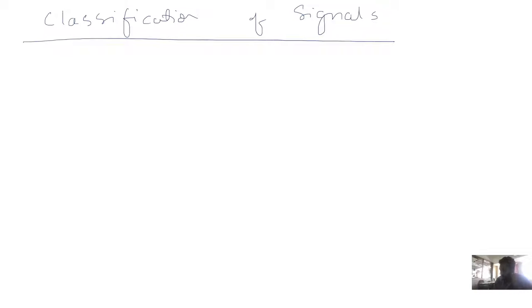Now, the next part is classification of signal. How do we actually classify the signal? The first way of classifying a signal is that either a signal will be deterministic or it can be random.